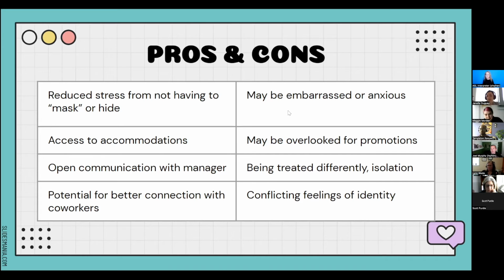We won't spend too much time on these cons because, like Maggie said, we're all well-versed in what these might be and what the risks are. We just wanted to point out a few in particular that we feel may be relevant. Being embarrassed or anxious, overlooked for promotions, being treated differently, or conflicting feelings of identity. Maggie, do you have anything to add for the cons? Or to dive into?